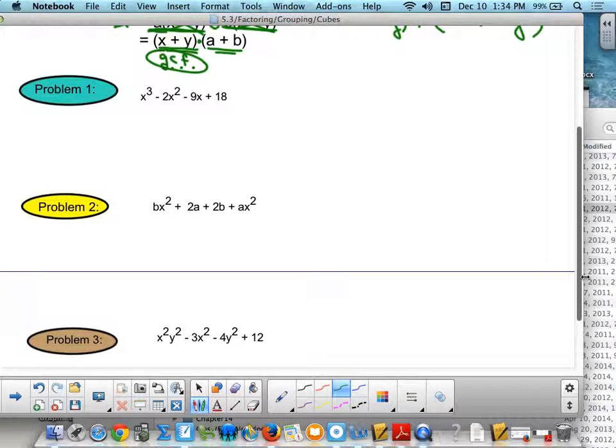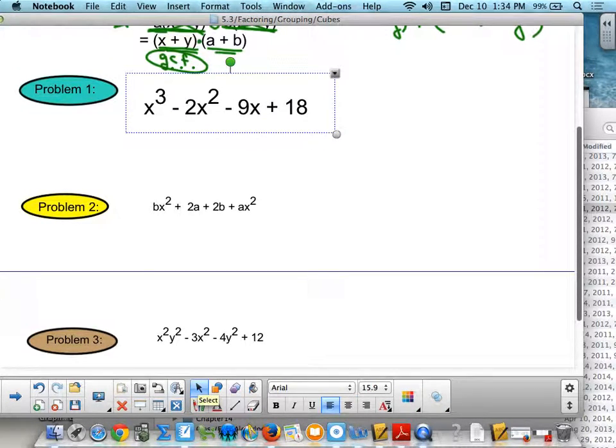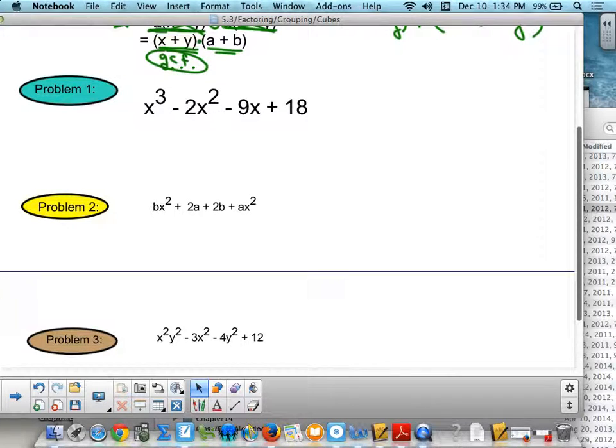First, you've got to look at it and tell me, do you see 4 terms? Yep. Most likely, we have to do this by grouping. Do you see any number or letter they have in common? Is there a greatest common factor among all 4 of them? No, they don't share x's, they don't share 9s or 2s. So we will do this one by grouping.